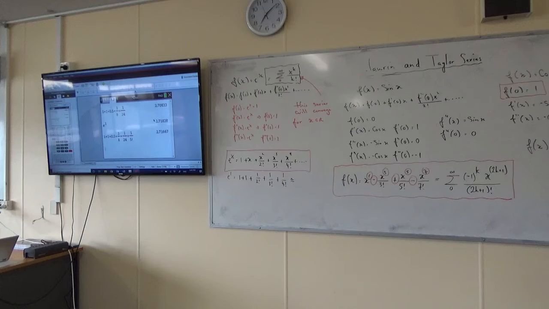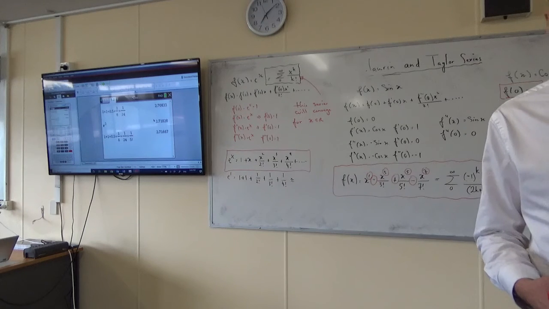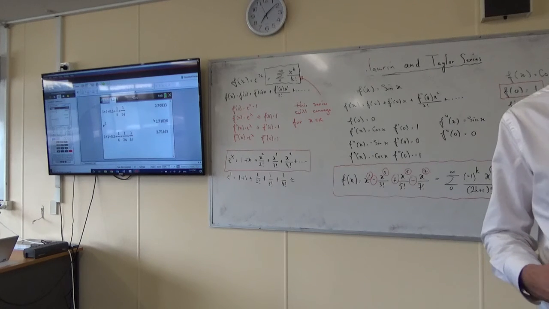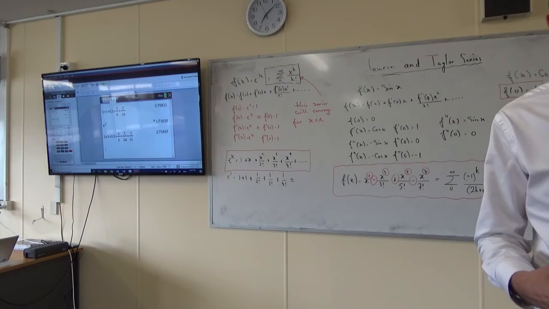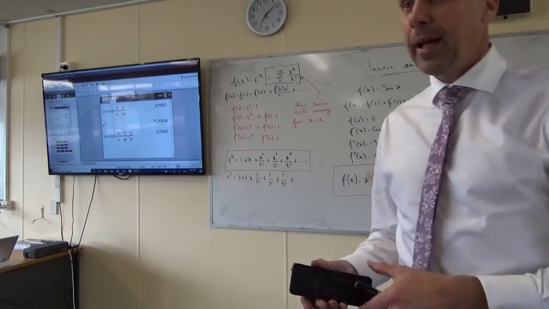Again, if you'd like some further reinforcement, remember that cos is an even function. Do you remember the definition for an even function? f of negative x is equal to f of x.